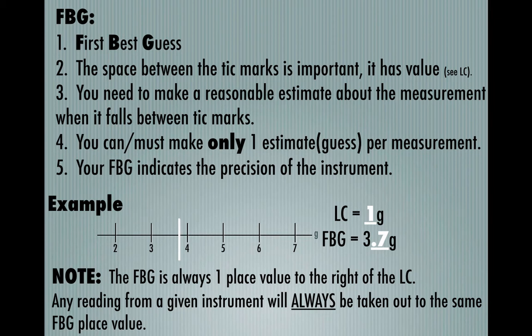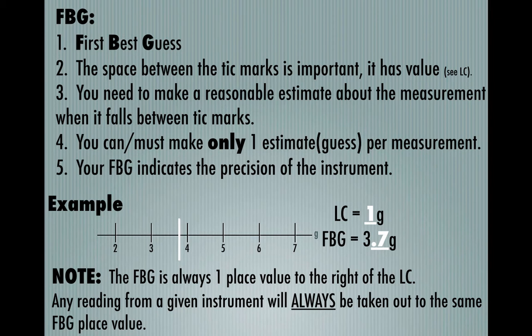And I mentioned this earlier. Any reading from a given instrument will always be taken out to the same first best guess place value, which is why when you read your calipers, you were either ending in a 5 or a 0 in your third decimal place, because no matter what, it had to go out to those 3 decimal places.